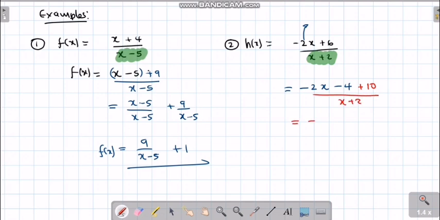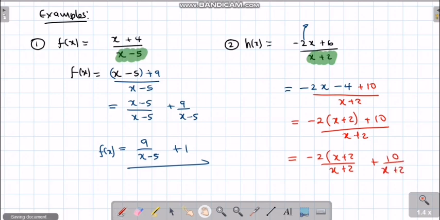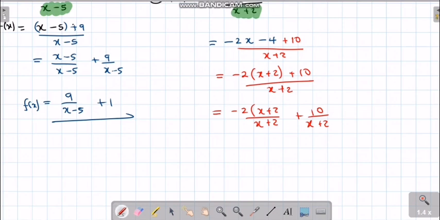So now let's take out a common factor. Minus 2 into x plus 2, plus 10, all over x plus 2. Now we'll have minus 2 into x plus 2 all over x plus 2, plus 10 all over x plus 2. Okay. Then x plus 2 will cancel x plus 2. I'll be left with 10 over x plus 2, minus 2. Then this will be the equation of h. So that's how we do it. Thank you.